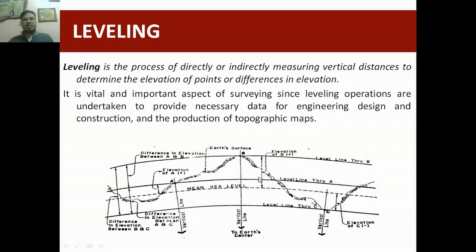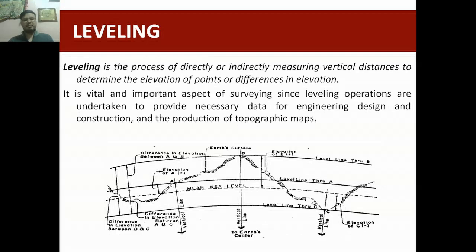So that is the elevation of point B, and here we have the elevation of point A, which is this one. Elevation of point A is the vertical distance of point A from the reference datum.